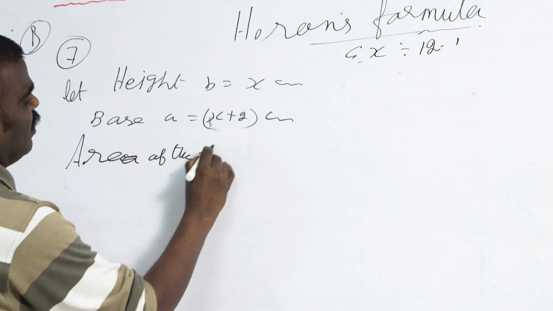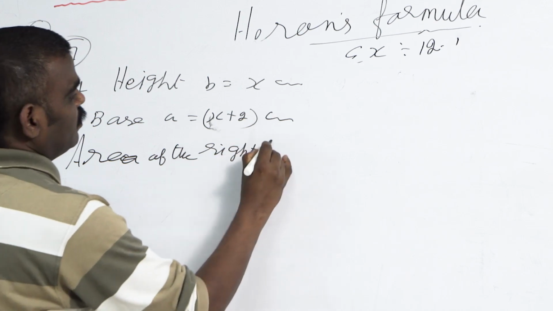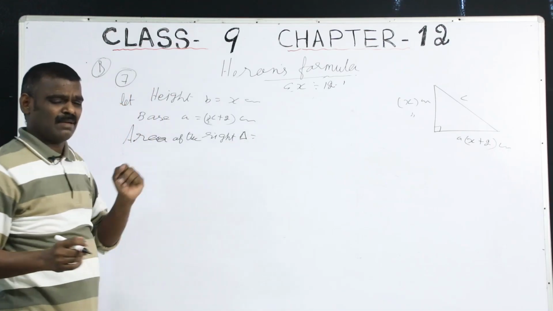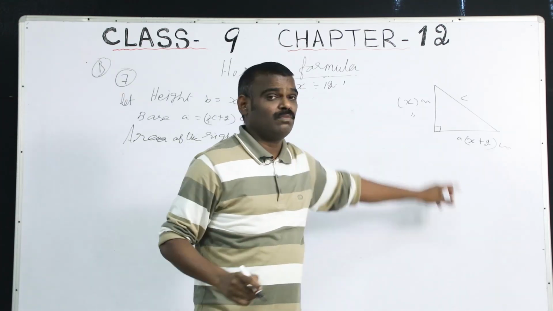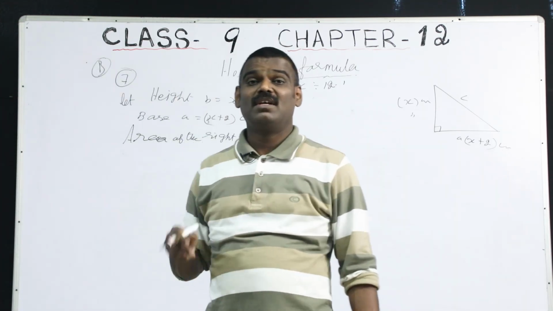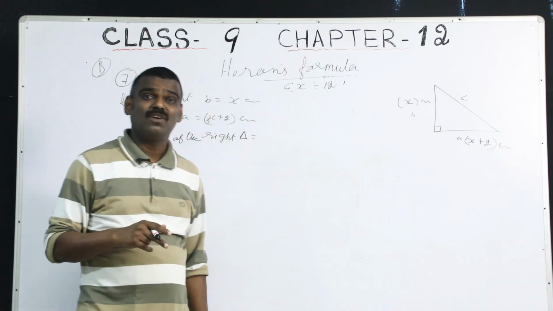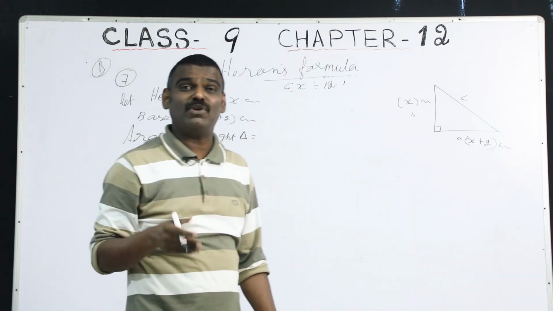Area of the right triangle. The meaning of this symbol is right triangle, okay. What is the area of the triangle? For a right triangle, the height we know. At the beginning of the day today I told you, if you know the height of the triangle, then what formula can be used? No need to go for Heron's formula. What formula can be used?